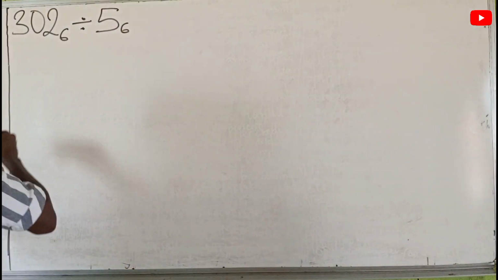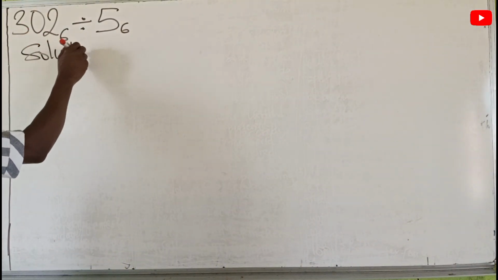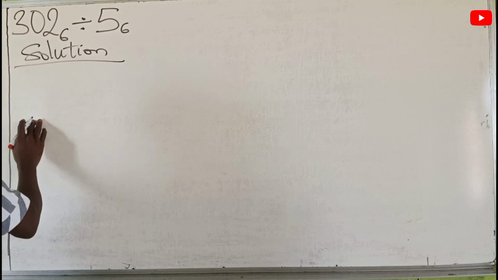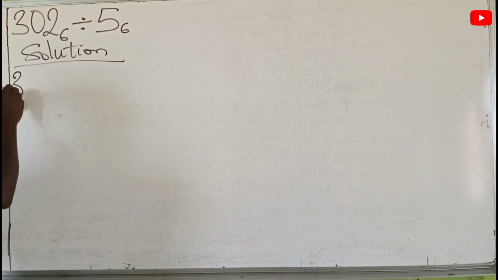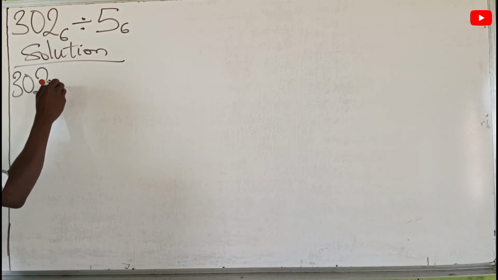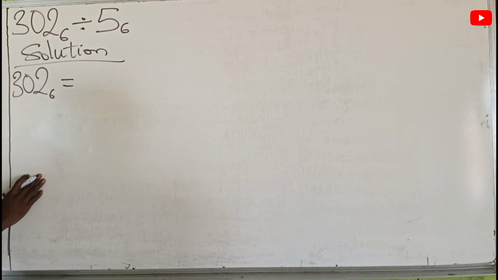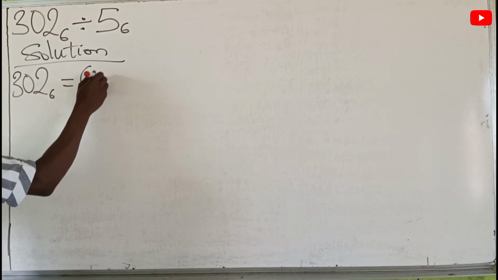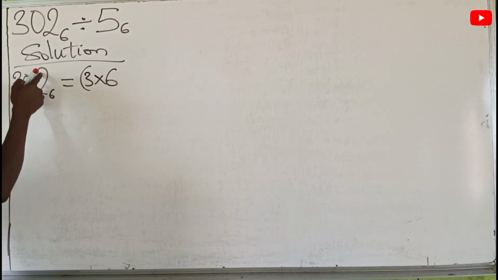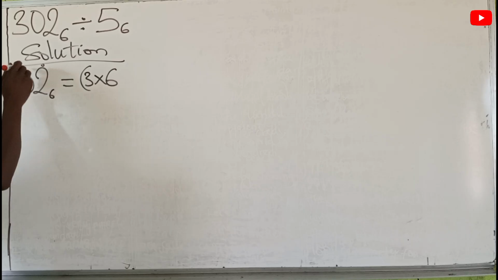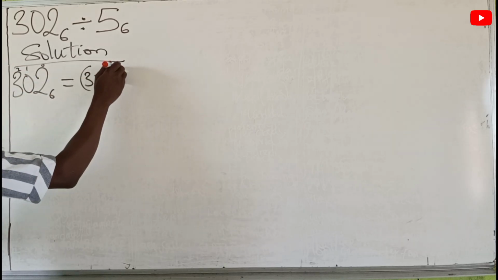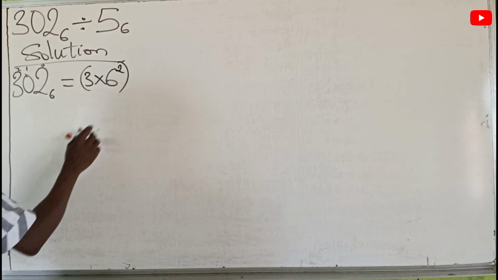So solution, we will need to convert each of these numbers to base 10. The first number here is 302 base 6. So let's convert it to base 10. We will multiply every digit here by the base, which is 6. So this will be 3 times 6. Now the first one is to the power of 0. Next is to the power of 1. Next is to the power of 2. So this is 6 raised to the power of 2.